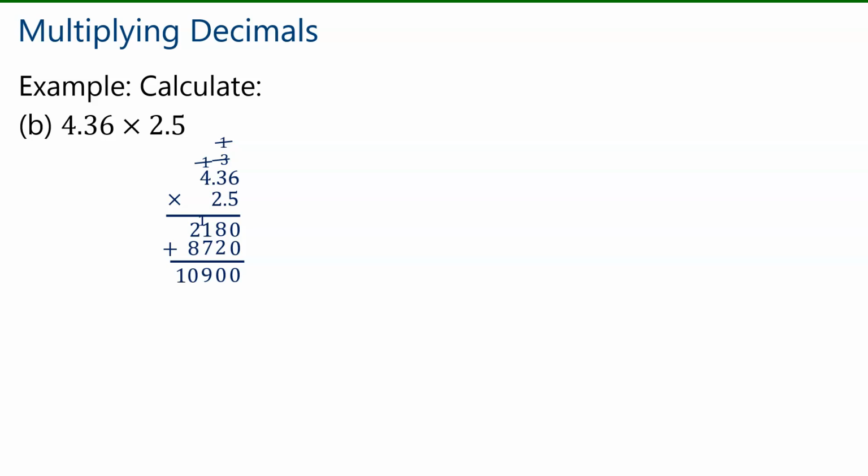So now where do we put the decimal? Well, if I look at the whole numbers, I have 4 times 2, which is 8. So figure out where we can put the decimal that would be greater than 8, but close to 8. That would be right here, or simply 10.9.